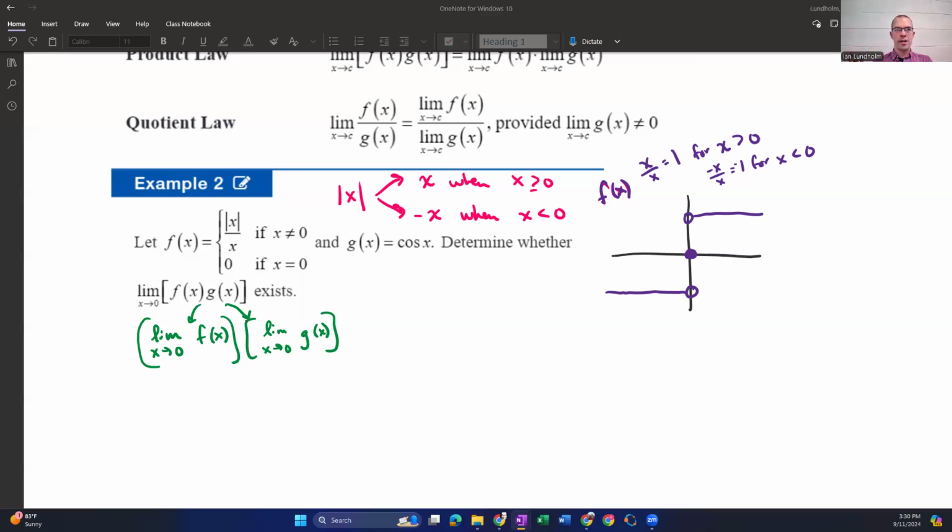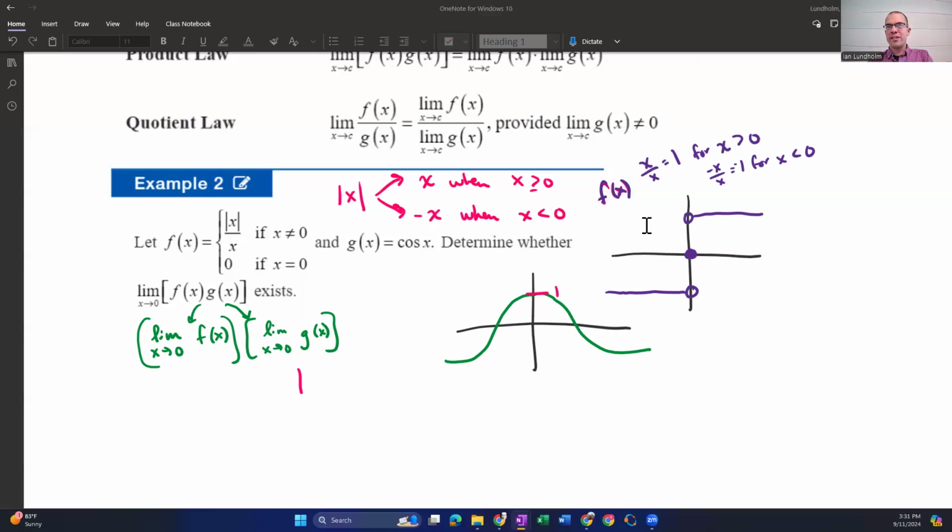So g of x is just cosine. Haven't said it yet, but that one's fine. Cosine by itself, the limit as x goes to 0, let's go ahead and we can draw that real quick. Cosine looks like that. The limit there will be 1. So the limit for the cosine function will be 1.